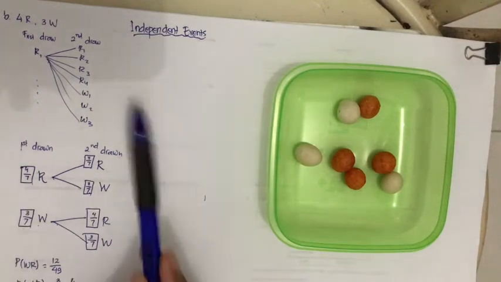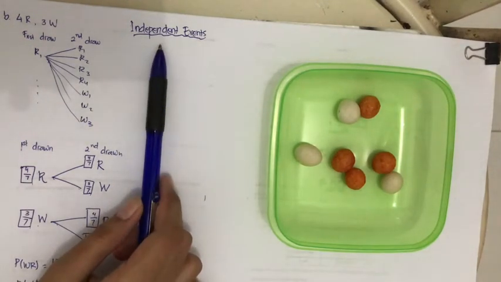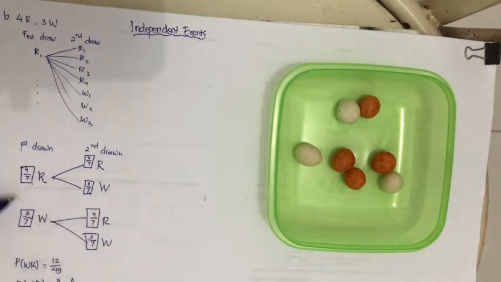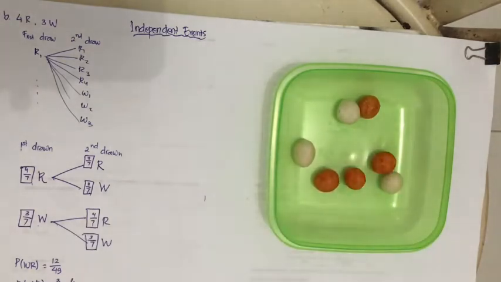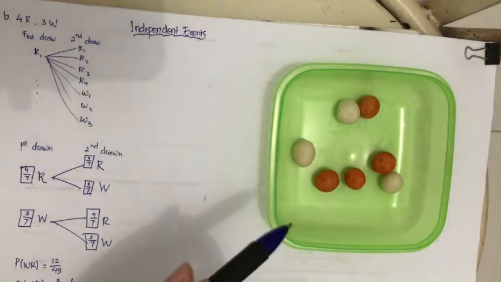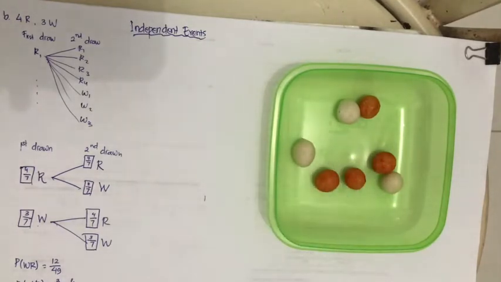Okay, now let's try to define the definition of independent events from this investigation. As we saw before, no matter whether the first round is a red or white marble, it doesn't affect the second round, right? Because no matter what color we take from this box, we always replace it before we do the second drawing. That's why the condition doesn't change, and the probability is just the same. That's what we call independent events.